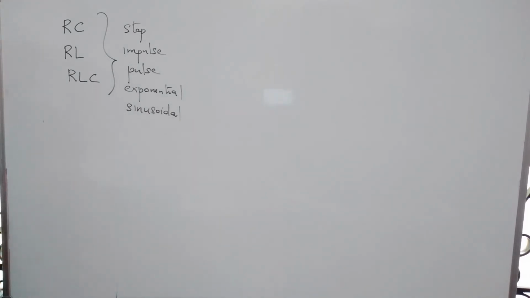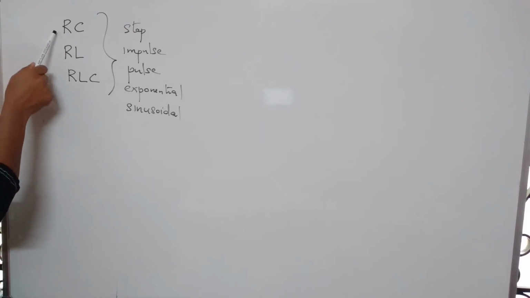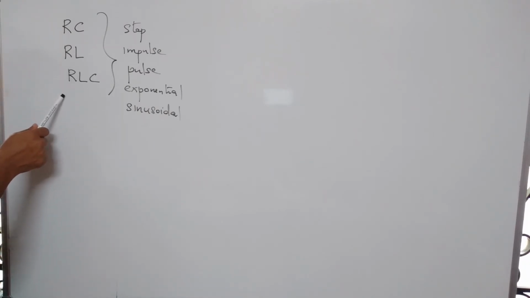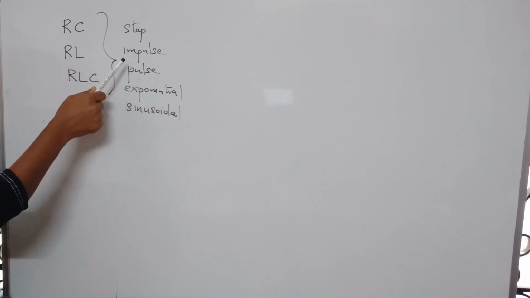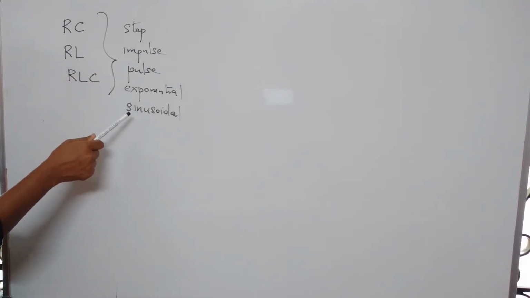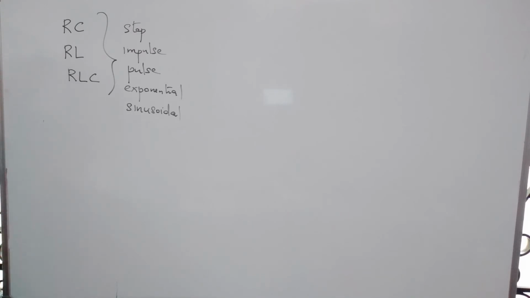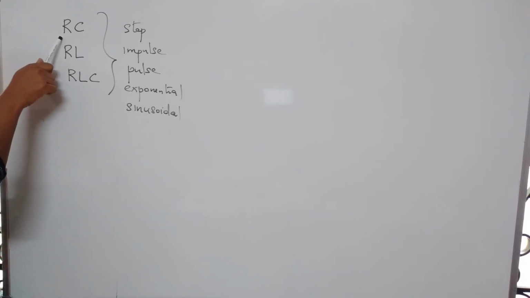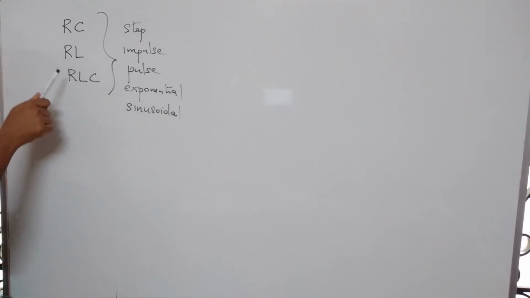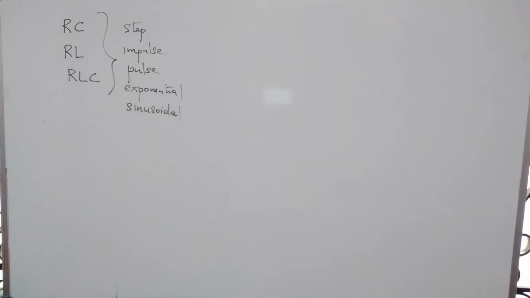We need to find out the transient analysis of RL, RC and RLC circuits for step, impulse, pulse, exponential or sinusoidal inputs. Now an RC circuit can be either a series combination or a parallel combination. Same way RL can also be series or parallel. Again RLC combination can be series or parallel. Now before going to see how they perform, let's see how to represent these inputs in S domain. We have already learned that.